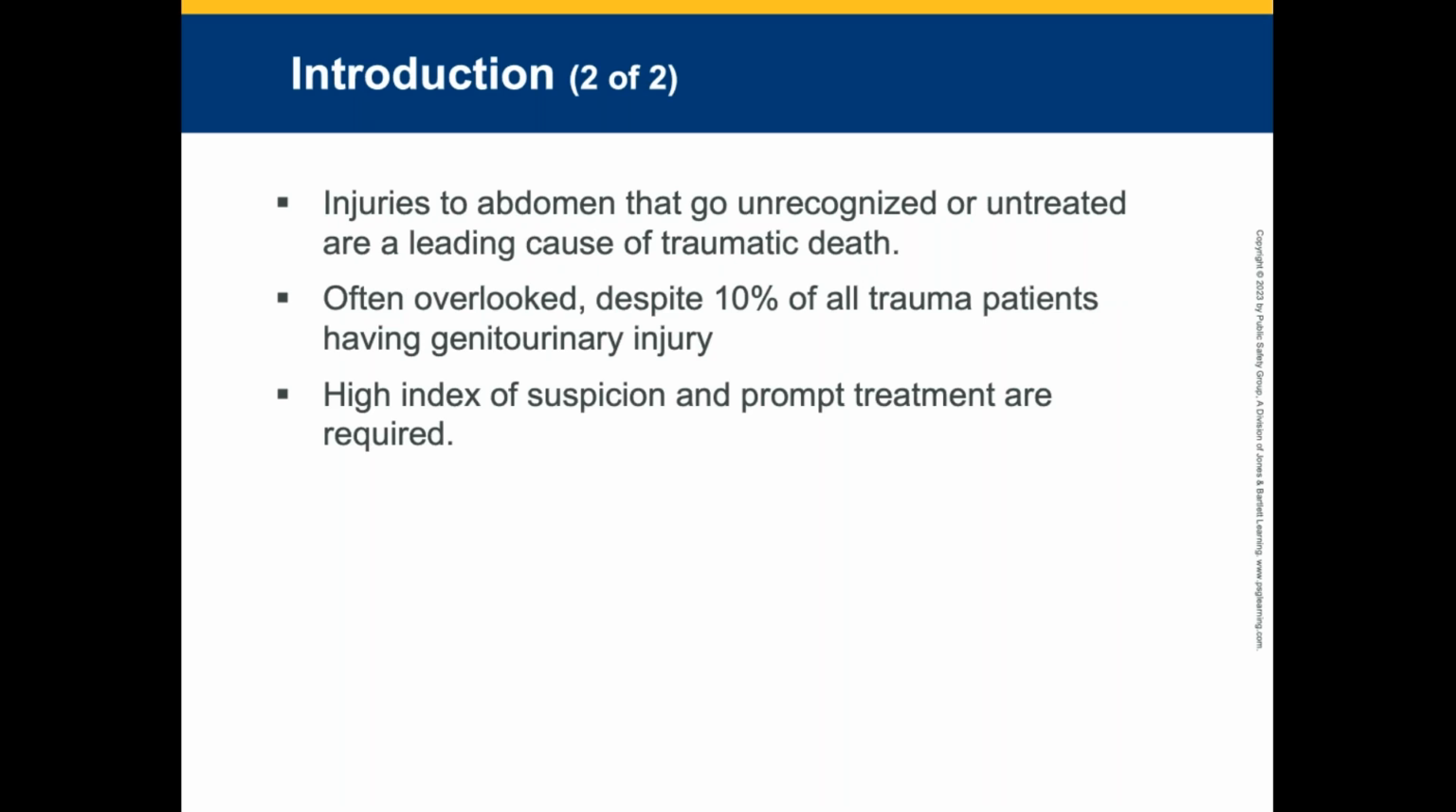Injuries to the abdomen that go unrecognized or untreated are the leading cause of traumatic death. We have a lot of different organs within our system, right? We have hollow and solid organs, solid organs being very vascular, and hollow organs being full of acidic chemicals that can do a lot of damage outside of that organ itself.